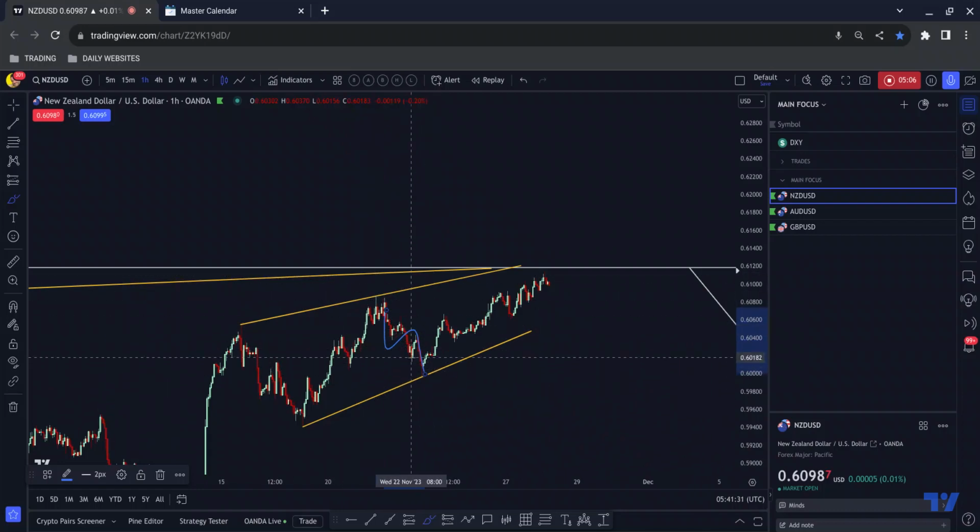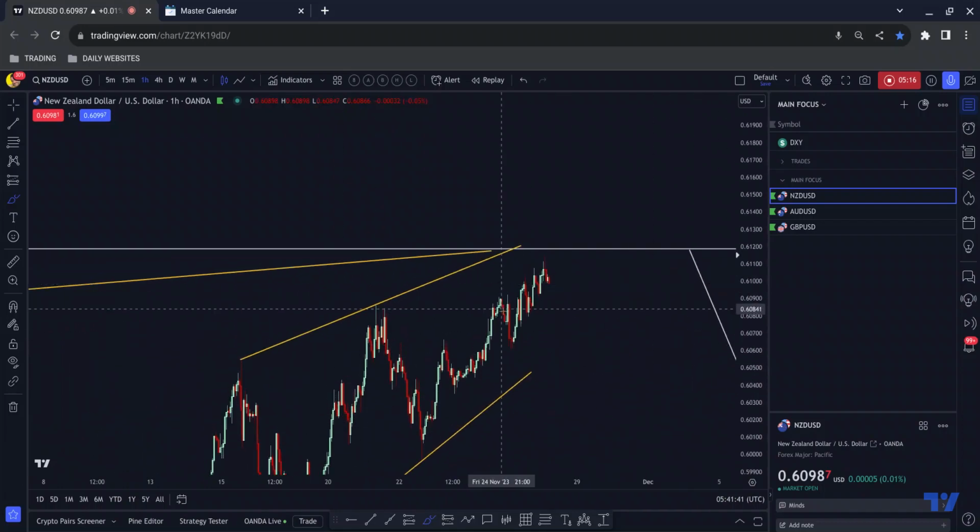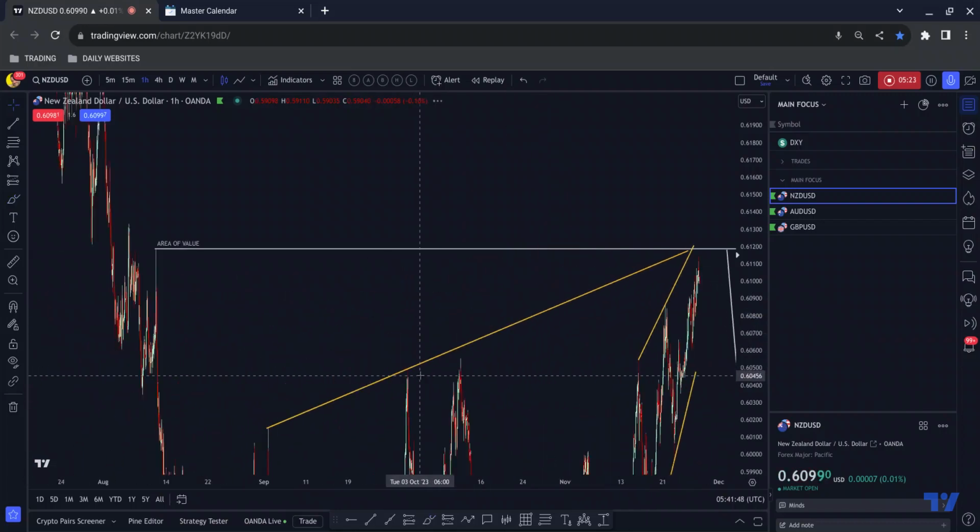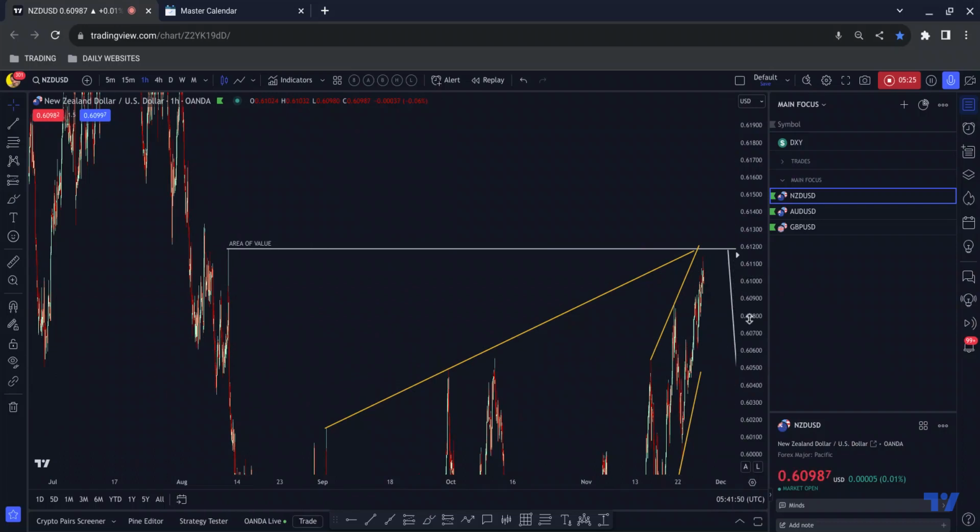Okay, it doesn't necessarily matter how many waves, just as long as it's not one straight line. Because when there's one straight line like that, it implies that that move is not completed. And you can see we are exhausting. You can see this exhaustive price action. We are exhausting where I would anticipate we exhaust, which is this area of value.